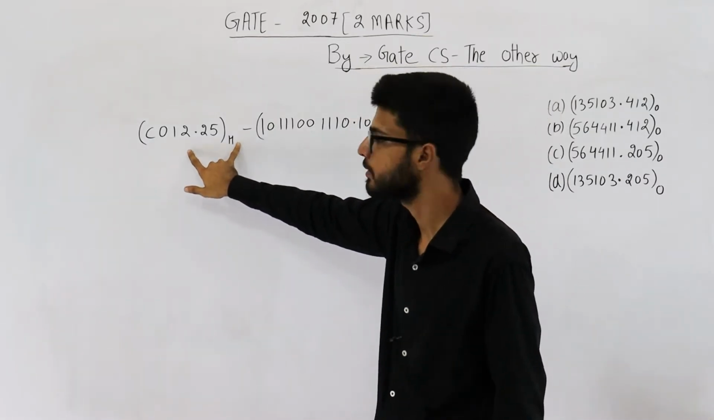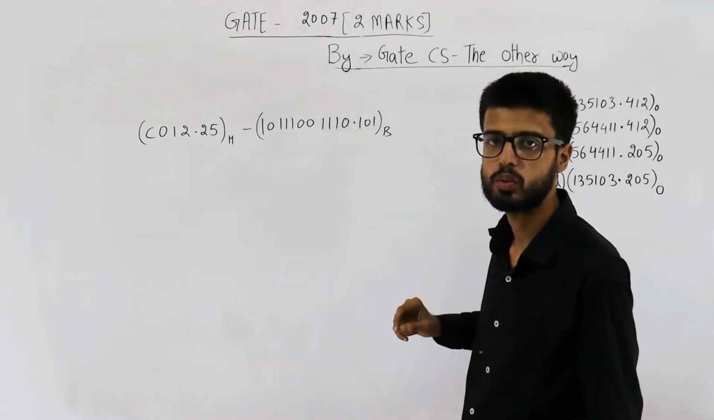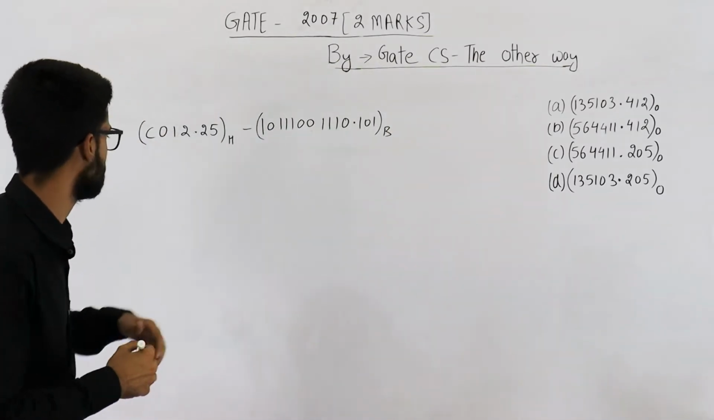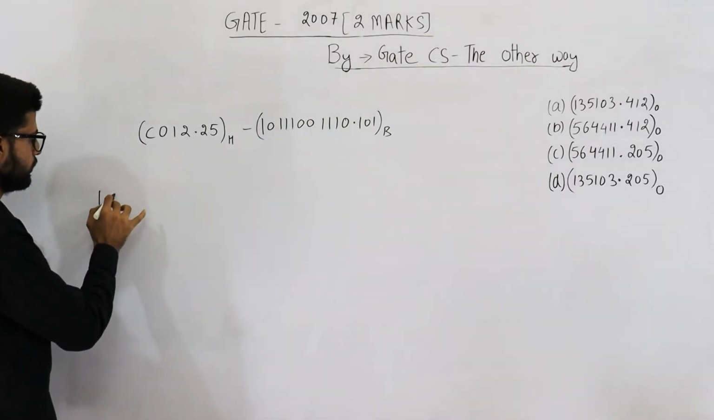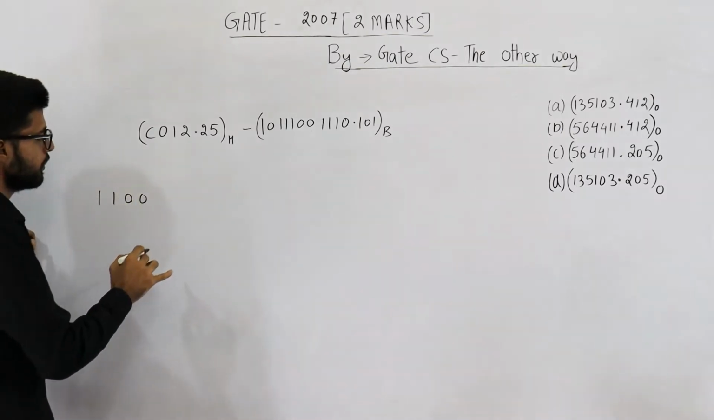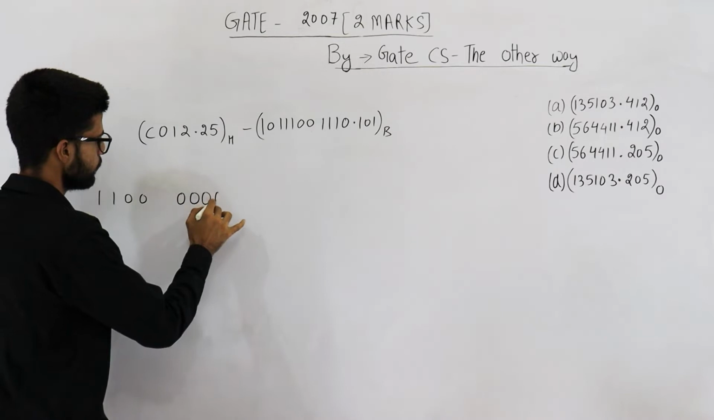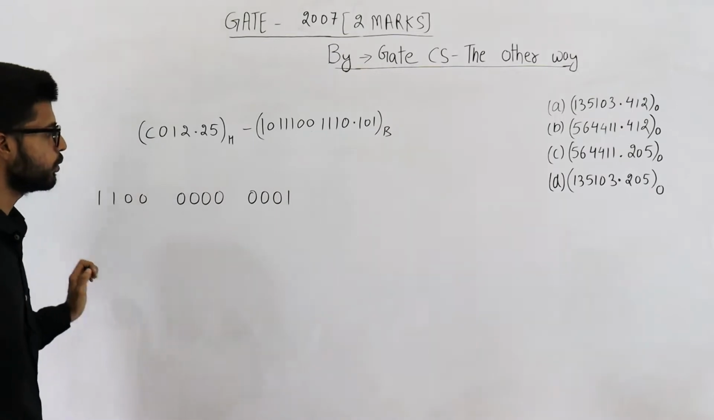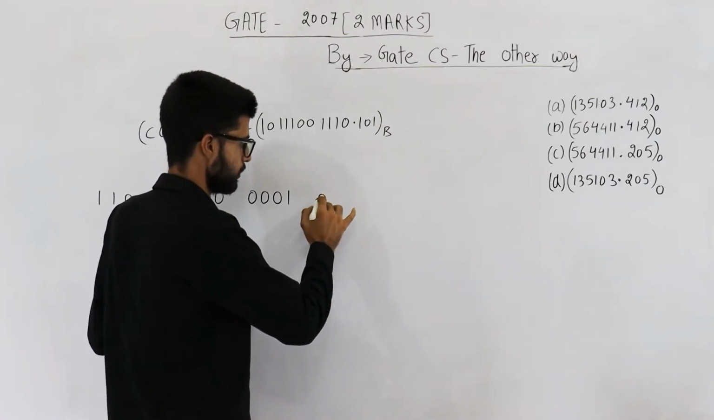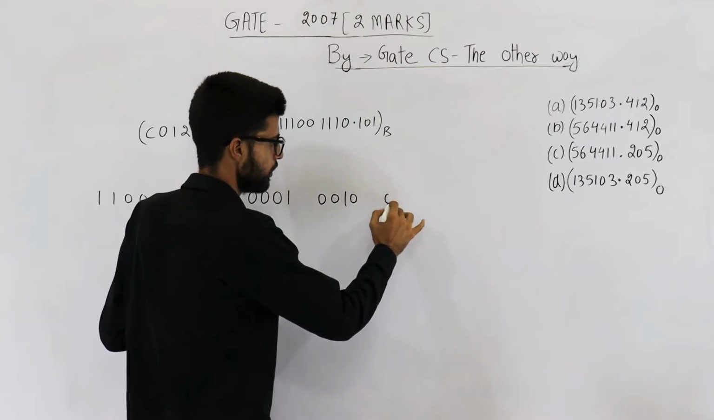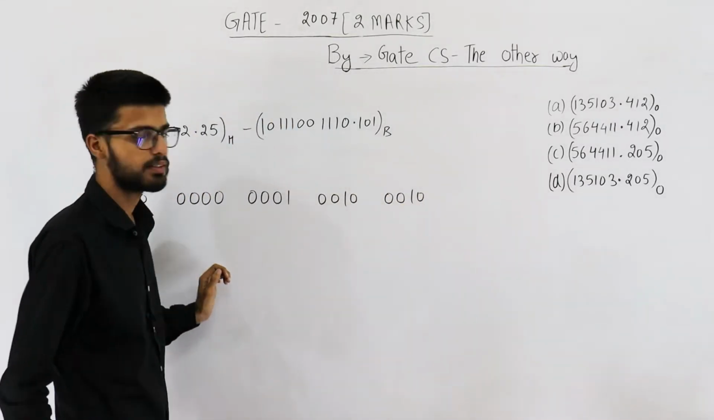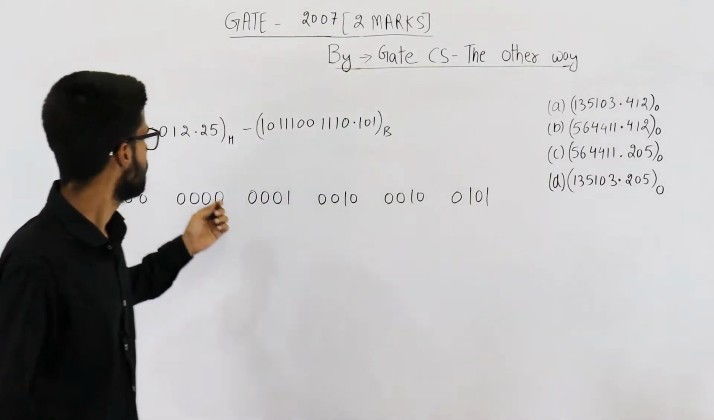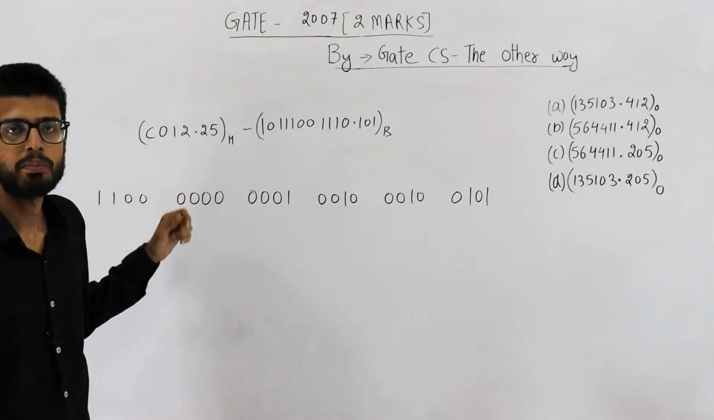So converting hexadecimal number into a binary number is very easy. Okay, so let's convert this one into binary. C01, C means 12, okay, so 12 is 1100, then we have 4 zeros for this 0, 1 is 0001, 22 is 0010 and again 0010, 5 is 0101, so 0101. This is how this number will be written in binary.